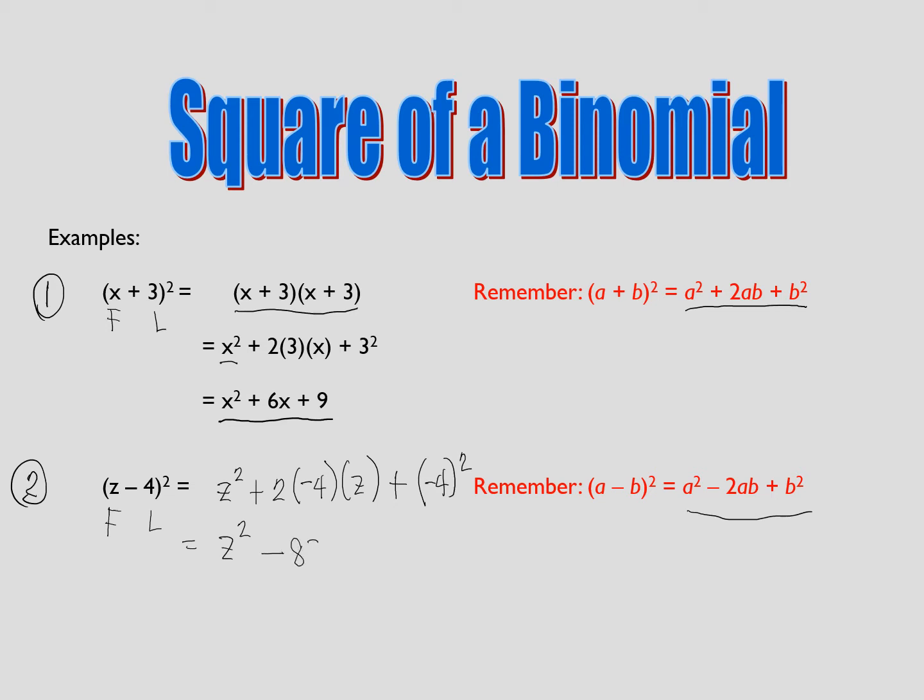We won't write plus anymore because the sign is already negative. And then we square the negative 4. That is negative 4 times negative 4, positive 16. So we put here plus 16. So this is our final answer. All right. Next example.